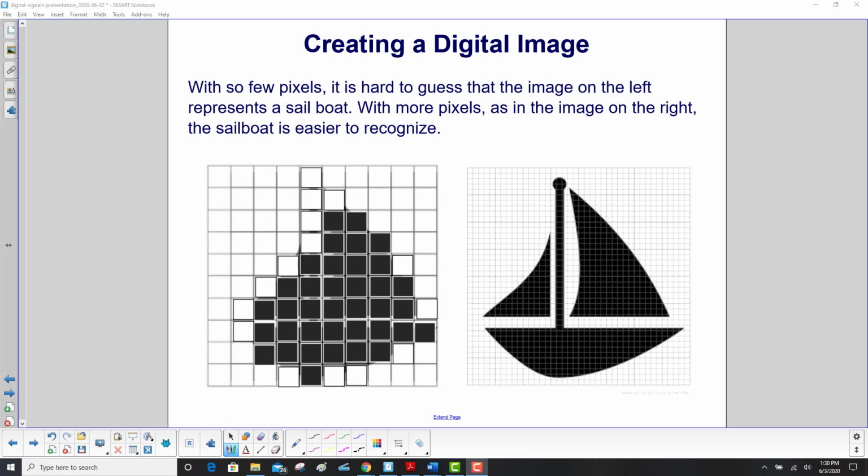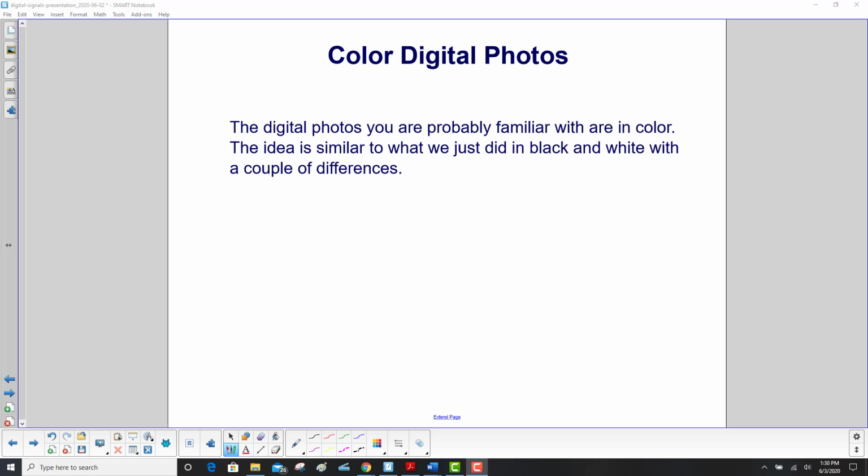We really didn't have enough pixels to make this right here look like a sailboat. That could be almost anything. How can we make it look more like a sailboat? More pixels. Okay, so that's what we would do there. We would overlay a different screen of pixels to get a little better detail to make that look more like a sailboat. Okay, that was black and white, but most of the time we're interested in color pictures.